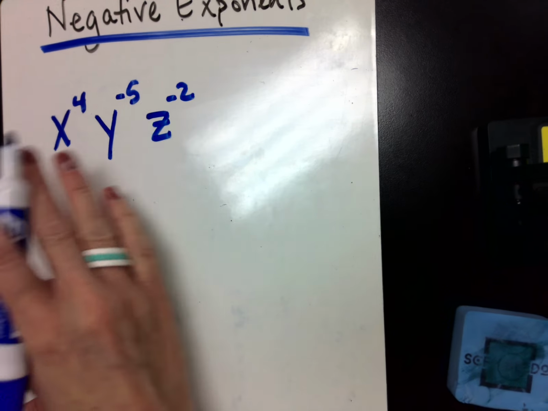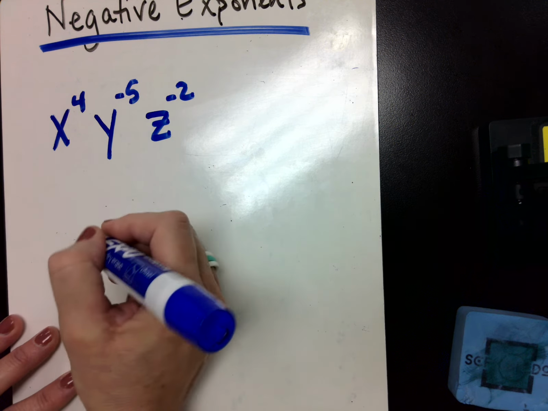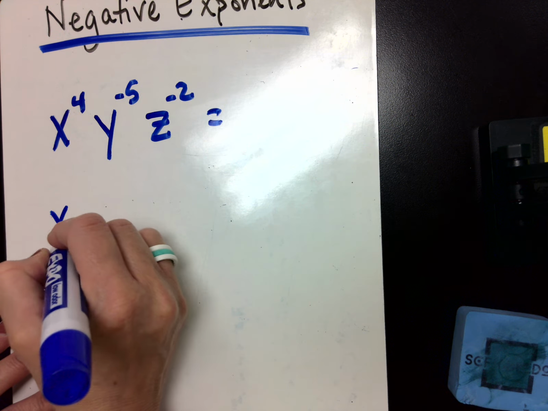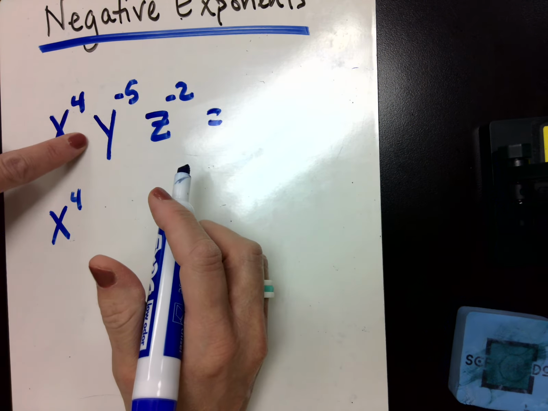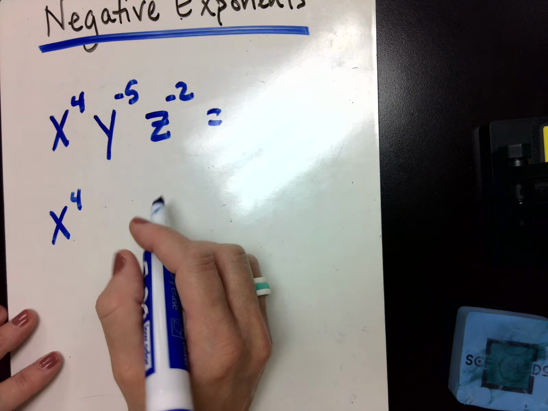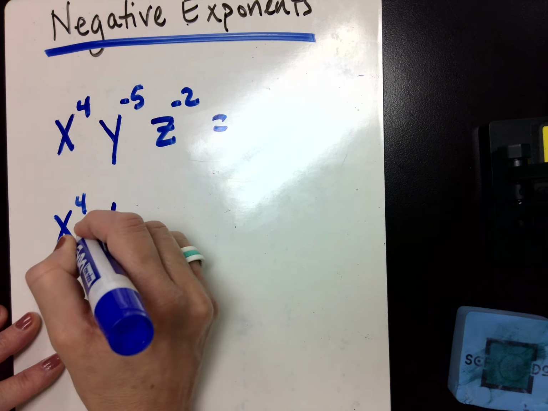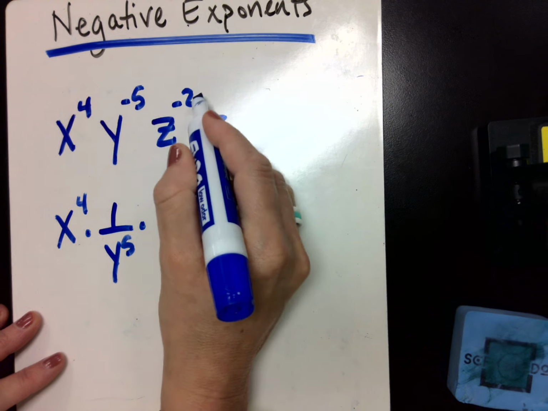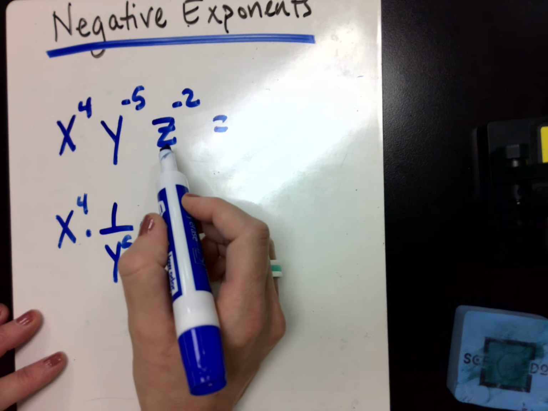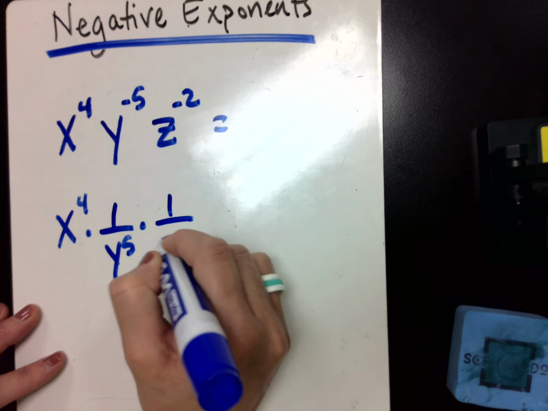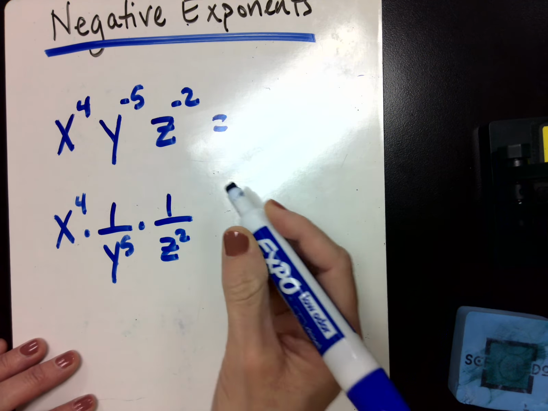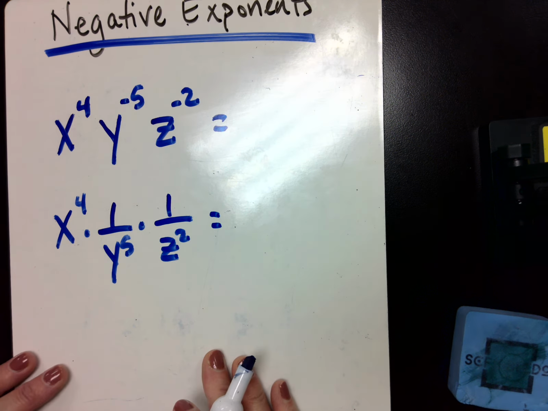Now, if I were to work all of this out, it would look like this. It would look like x to the fourth. The y to the negative fifth, I would have to flip my base. So I get 1 over y to the fifth. And the z to the negative 2, I have to do the same thing. I got to flip my base, which would be 1 over z squared. And then I got to try to work out what this answer is.